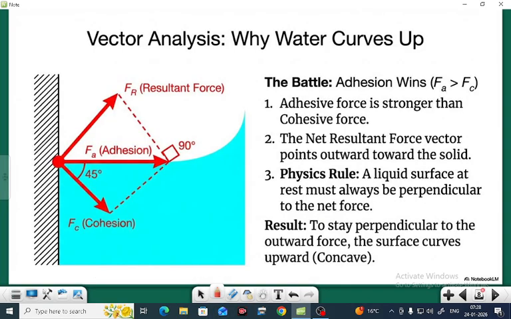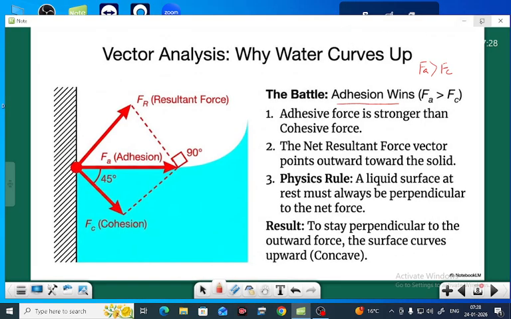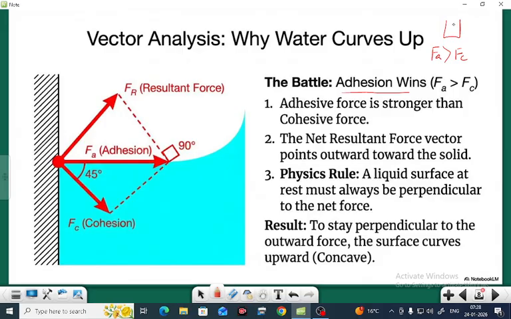Vector analysis: why does water curve up in the bottle? Adhesion wins. If the force of adhesion is greater than the force of cohesion, then the result is that the water will form a concave meniscus. Concave meniscus in this way. Adhesive force is stronger than cohesive force. The net resultant force vector points outward toward the solid.